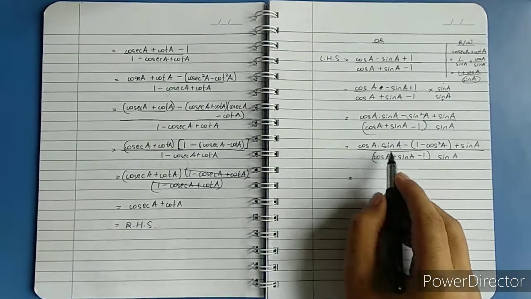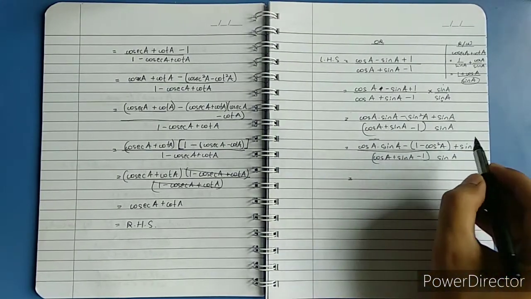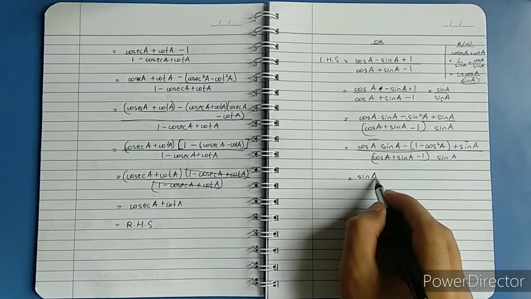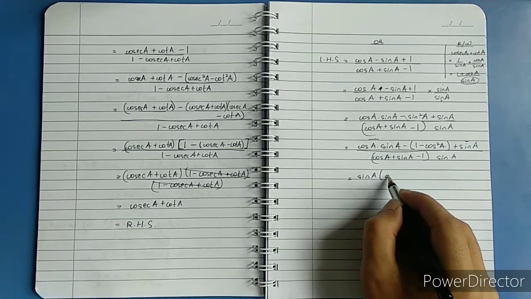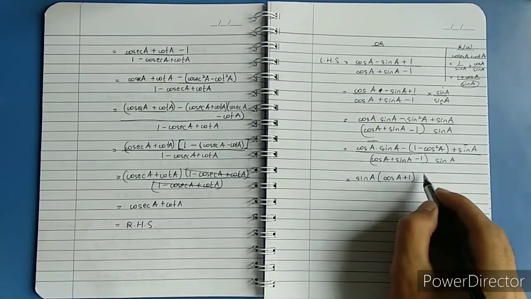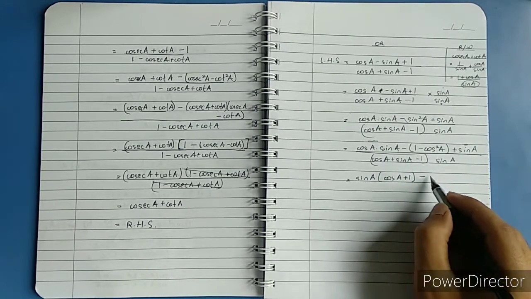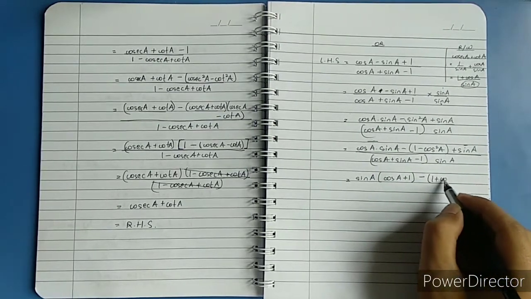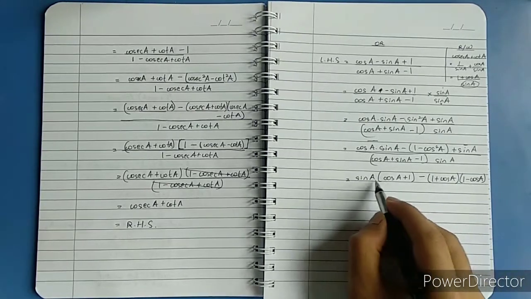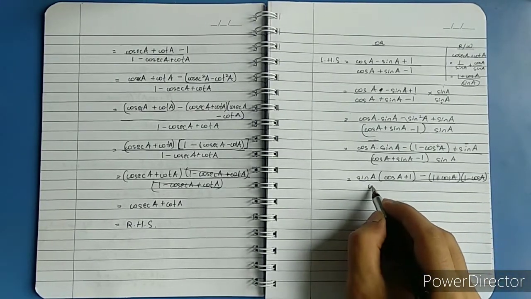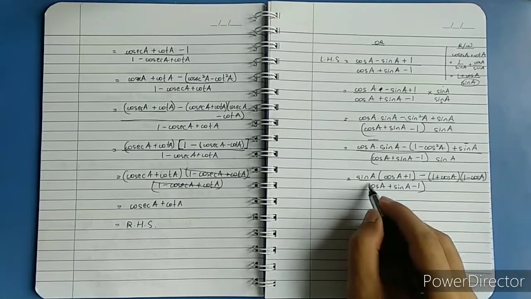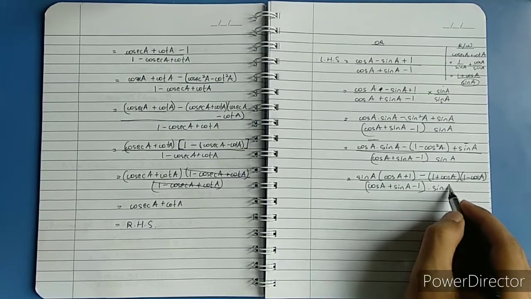This is equal to, in this and in this we can take sine A common, and we will be left with cos A plus 1, minus this 1 minus cos square A, which becomes 1 plus cos A into 1 minus cos A, divided by cos A plus sine A minus 1 into sine A.